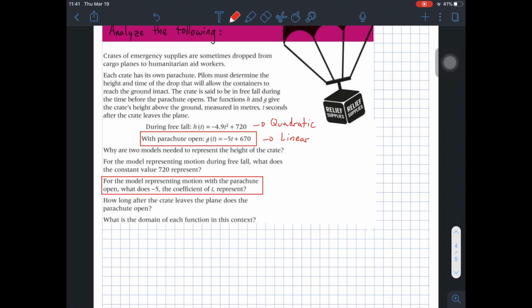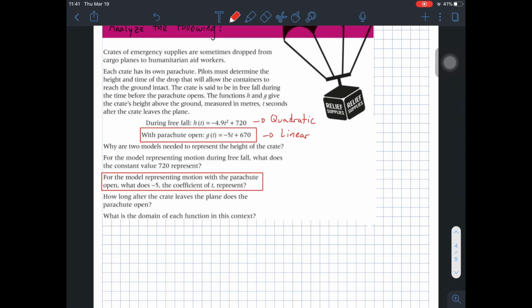So if we try to answer this question, we're going to focus only on this question for now. It says, for the model representing motion with the parachute open, what does -5, the coefficient of t, represent? What do you think this represents? You may pause the video to think a little bit and then come back to hear the answer. If you see, -5 in this model represents the gradient, right? Or the slope of the equation.